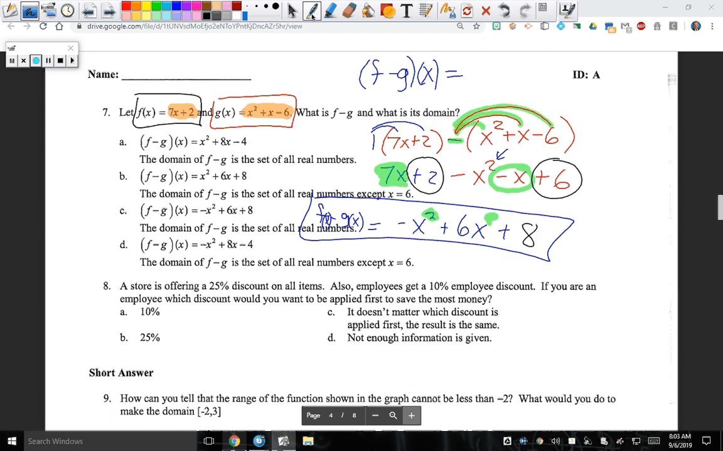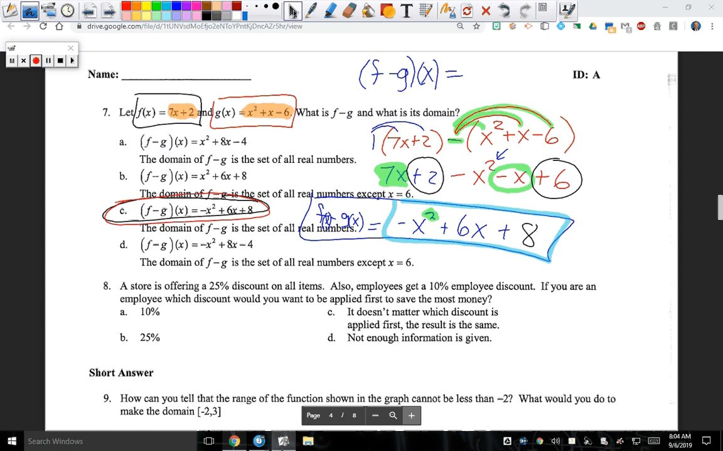So the one that looks like negative x squared plus 6x plus 8 would be C. So C is the answer on this one. And the domain is all real numbers. If I were to graph it and scan it to see what the domain is, it would actually be all real numbers, all the way to the left and all the way to the right.